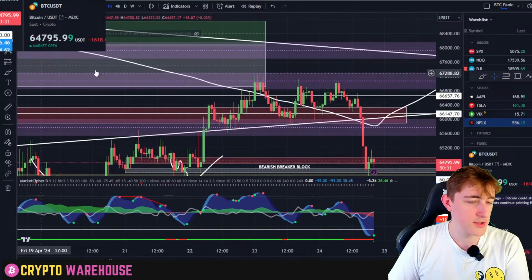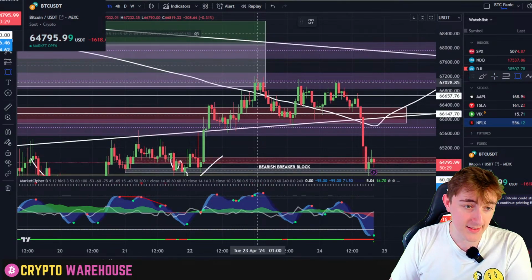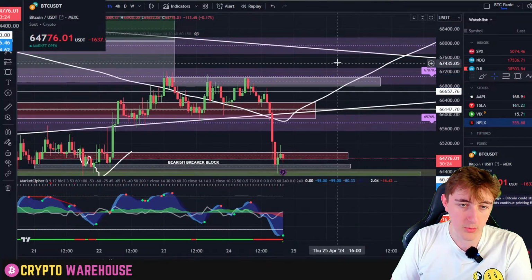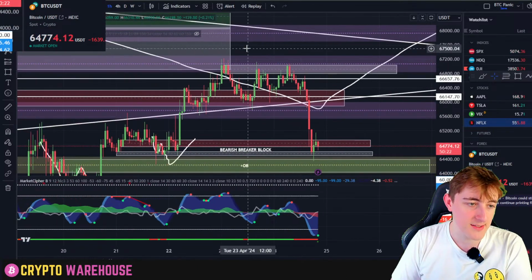We actually also produced a new order block. I need to start deleting things once the chart is really messy. But we've produced a new order block, which is basically the resistance point, so it doesn't really matter.